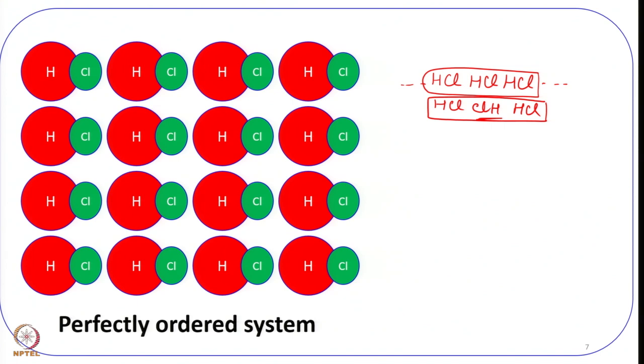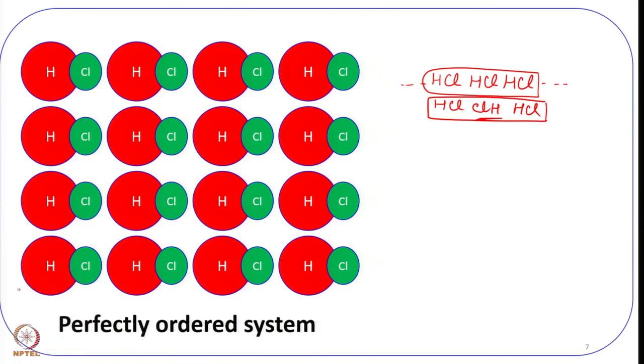Therefore, there is only one minimum energy conformation possible. Only one, I repeatedly say, only one minimum energy conformation possible, and that is shown over here. If at all HCl transforms or rotates into ClH, then that arrangement will give a different energy, because the interaction energy will be different between the adjacent molecules. So this is a perfectly ordered system.